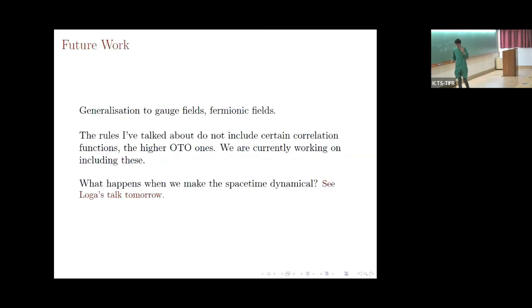The kind of correlators that we would like to calculate are the out of time order correlators, which many of us may be familiar with in the context of quantum chaos, for example. So such correlators we would like to calculate, and this is ongoing work. I'm currently working on including those correlators.